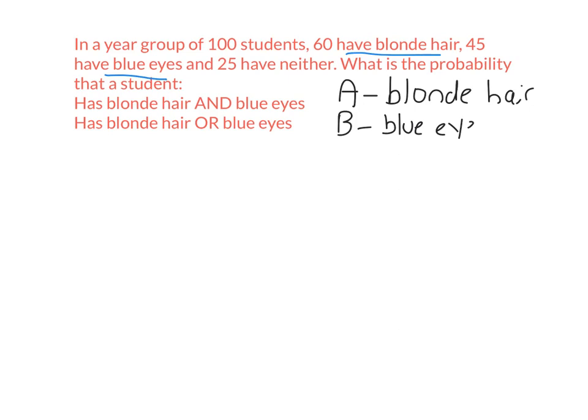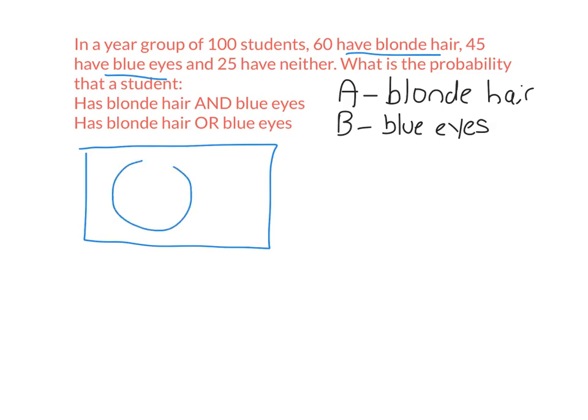I'm going to draw a two-way table and a Venn diagram. You really only need one. Which one you use doesn't matter because they give the same information, but I'm going to go through both so you can pick which one is better for you. Venn diagrams always look the same. We've got a box, and inside we have two circles representing two sets, here the set of all people with blonde hair and blue eyes.